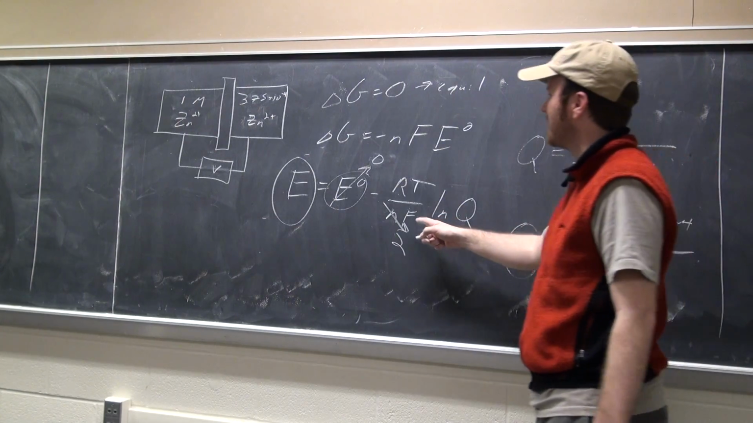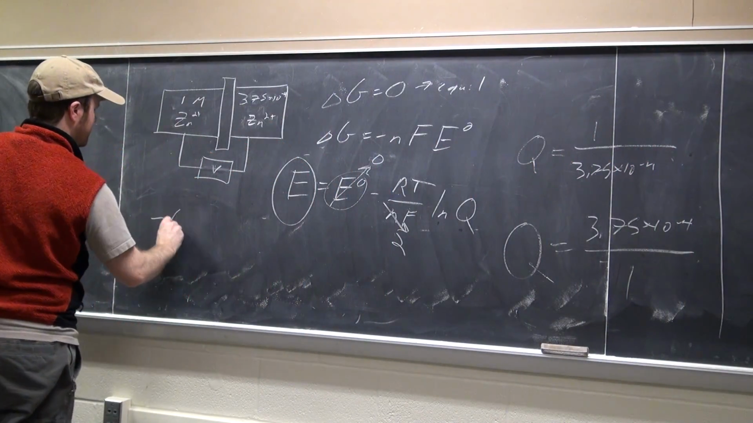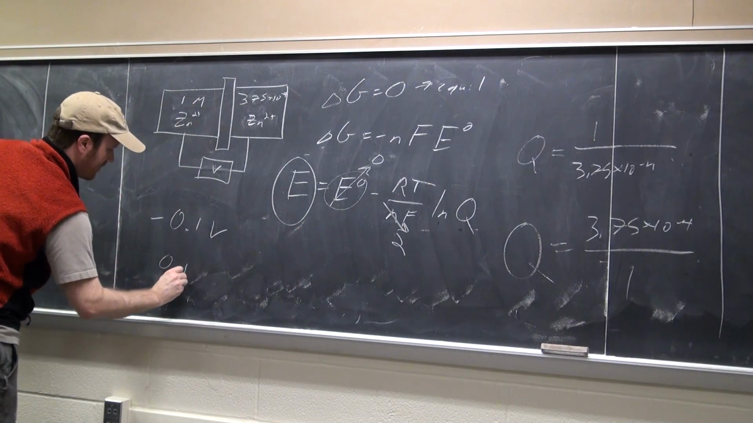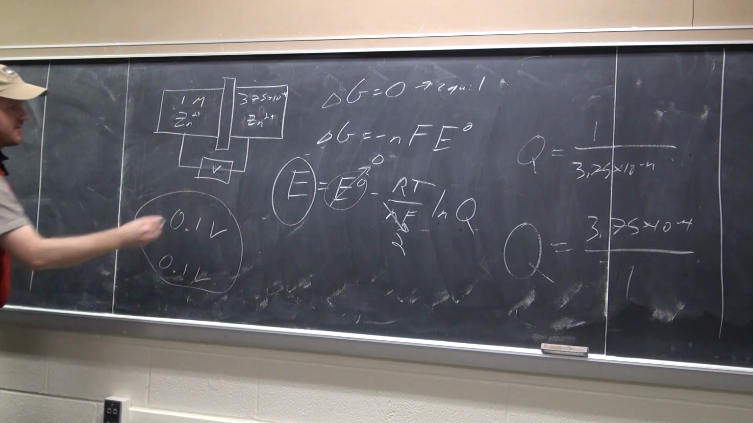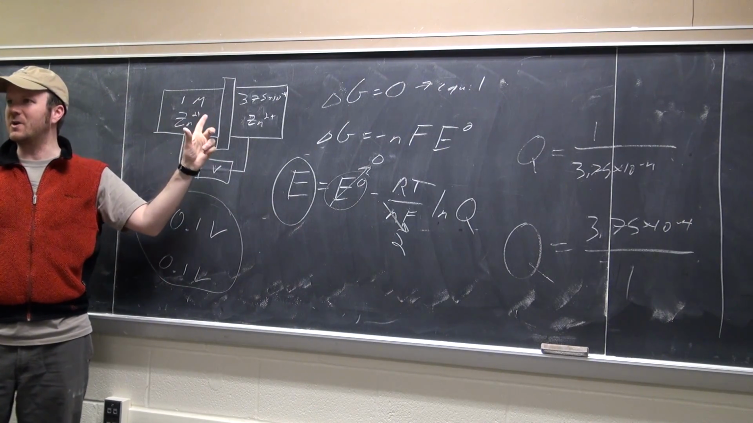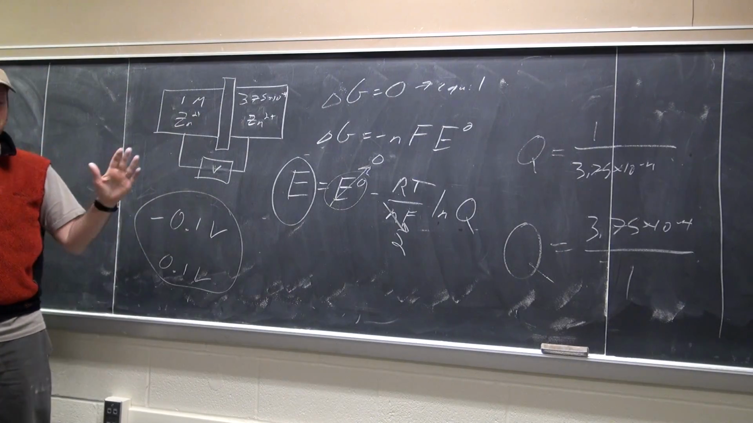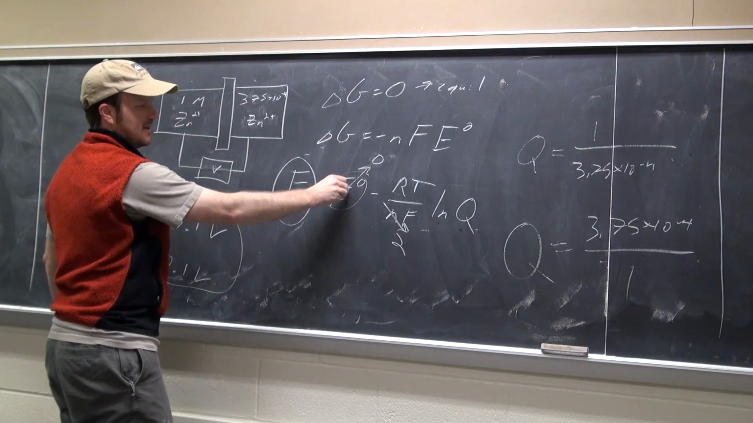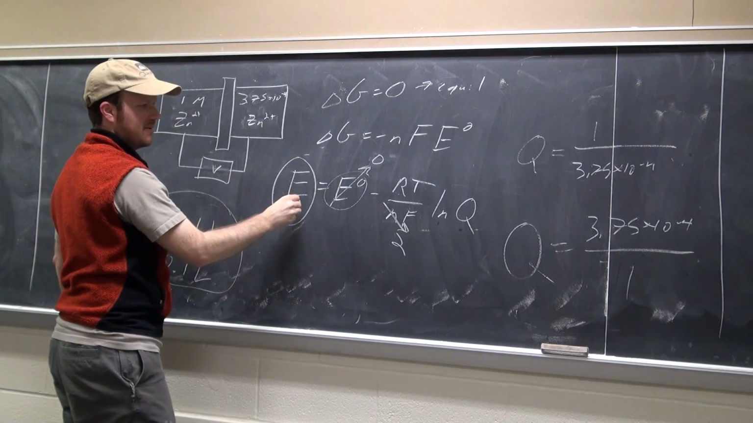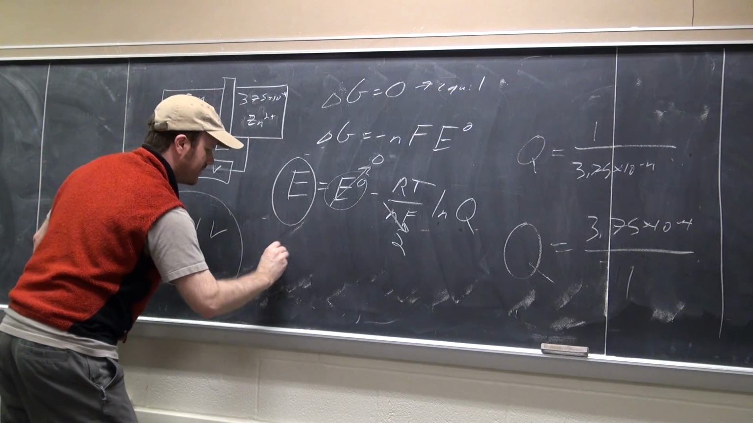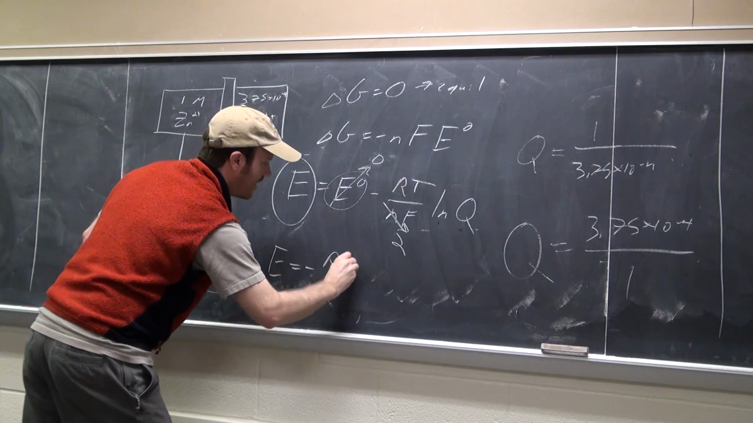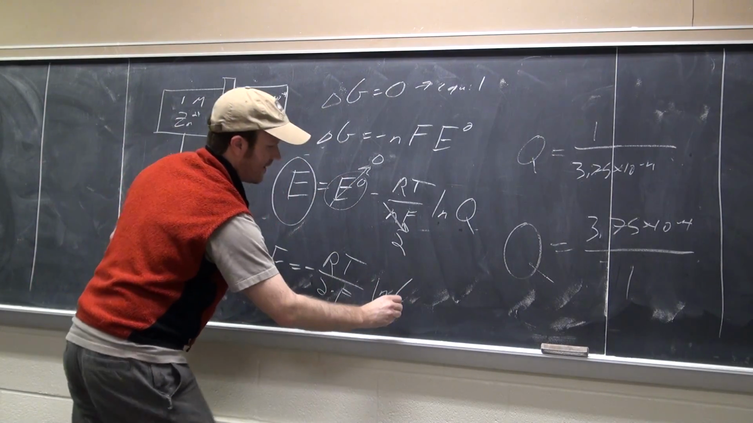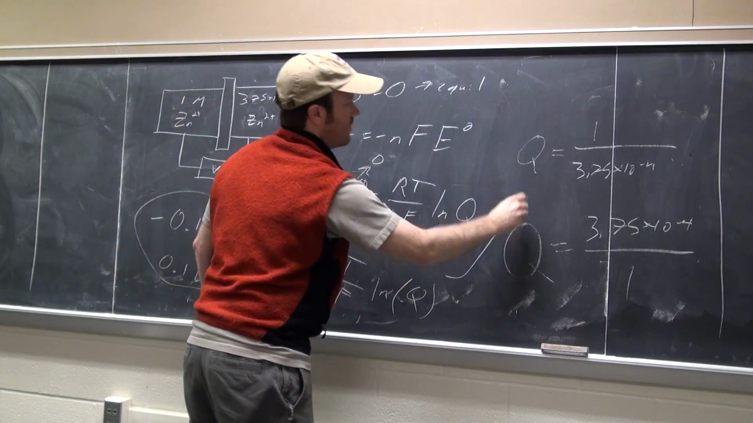So in one case, I'm going to get negative 0.1 volts. In the other case, I'm going to get 0.1 volts. Either of the answers are fine. It just matters which direction you hook your voltmeter up to. So the potential difference is 0.1 volts in each case. And we get that because E0 is 0. Let's see. So E equals negative RT over 2F ln Q, and Q is either one of those.